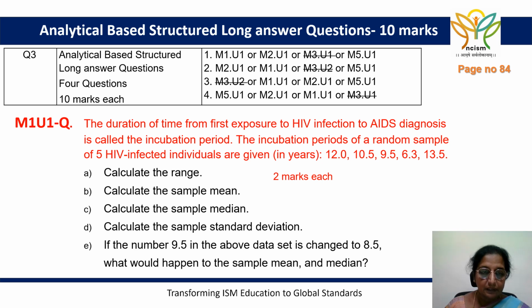Now, the questions asked are: A, calculate the range, B, calculate the sample mean, C, calculate the sample median, D, calculate the sample standard deviation, E, if the number 9.5 in the above data set is changed to 8.5, what would happen to the sample mean and median?